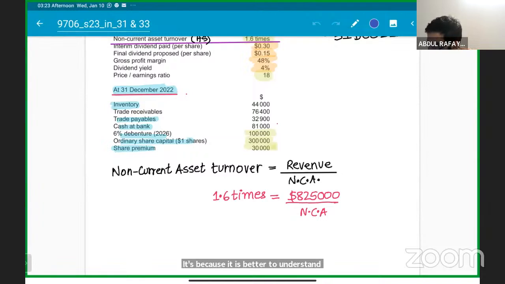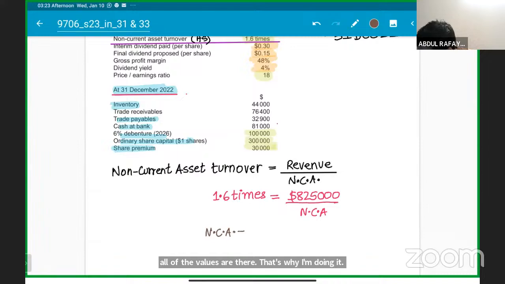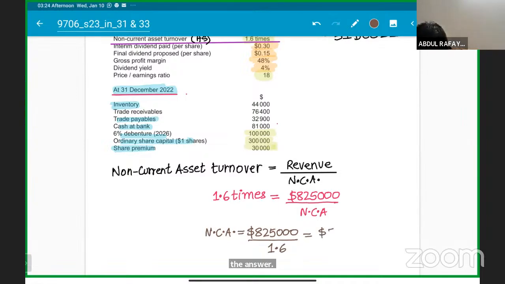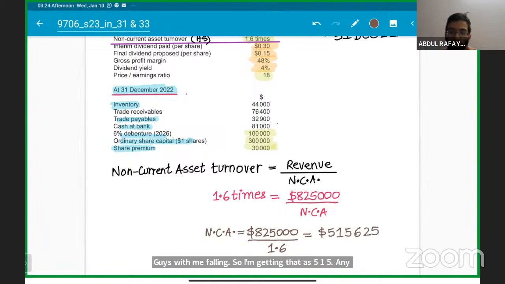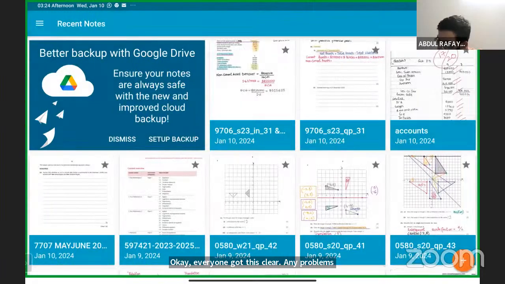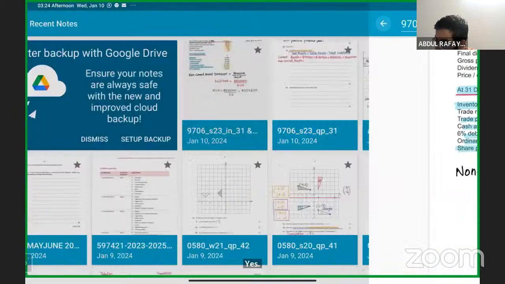So here we go. The non-current assets will be 825,000 divided by 1.6 times. You will get the answer. I'm getting that as 515,625. Everyone got this clear? Any problems, any issues, let me know and we'll discuss. So we got the non-current assets as 515,625.